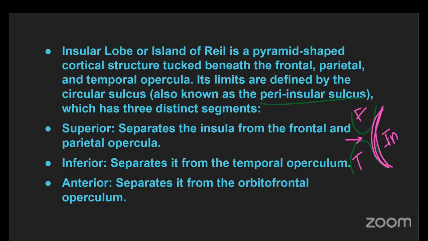Then it has 3 portions. Easiest one is the superior one. Let me change the color so that you can see it. It separates the insula from the parietal, and if we go slightly posterior, then from the frontal, it separates from the frontal and then from the parietal as well.